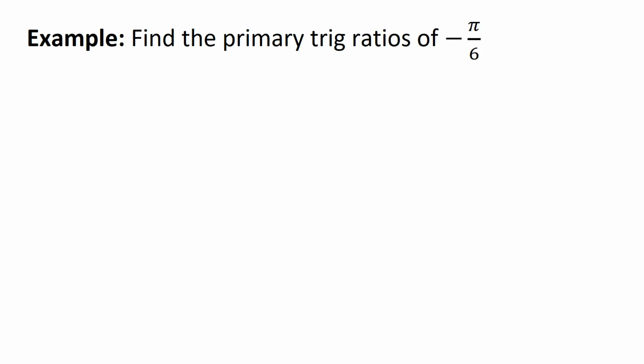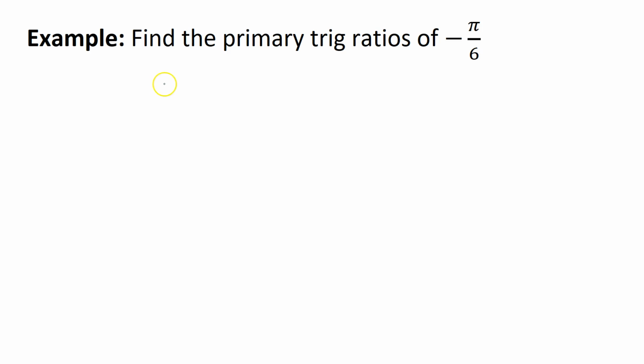Hello, in this video we are going to find the primary trig ratios of negative pi over 6. Now, what's probably tempting here for a lot of students is to convert pi over 6, or negative pi over 6, to negative 30 degrees. That's probably a real temptation here, but I'm really going to encourage you to work in radians. Again, it's okay to convert to degrees, but you really want to develop a comfort of working in radians. So we're going to do this question in rads.